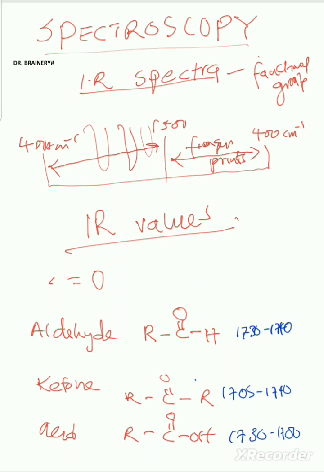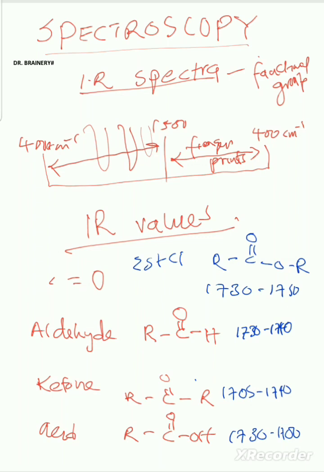So these vibrate at a specific wave number in a range, and you need to know this range. You can also have an ester. Don't forget, an ester is like this. It is also a carbonyl containing compound. Here it vibrates at 1730 to 1750 in a range.